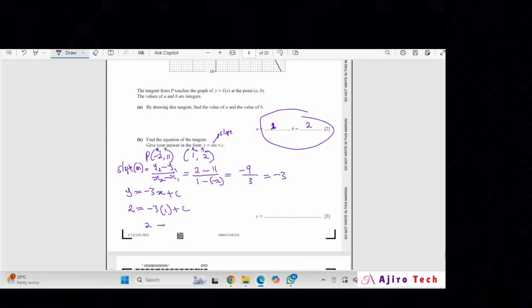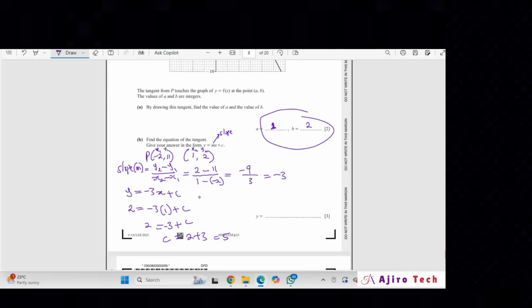So we have 2 minus 3 equals minus 3 plus c. So our c is equal to 2 plus 3, and 2 plus 3 now will give us 5. So we've gotten our c.